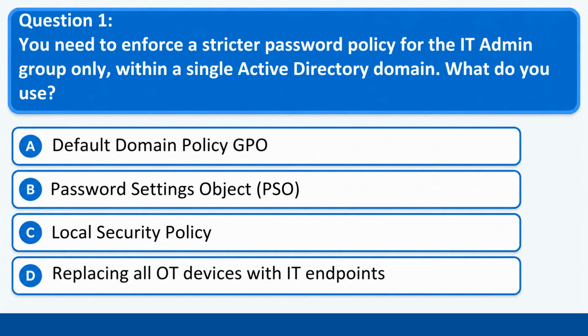Let's begin. Question 1. You need to enforce a stricter password policy for the IT admin group only within a single Active Directory domain. What do you use? A. Default Domain Policy GPO. B. Password Settings Object, PSO. C. Local Security Policy. D. Replacing all OT devices with IT endpoints.